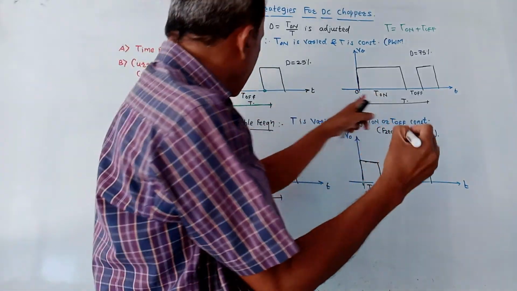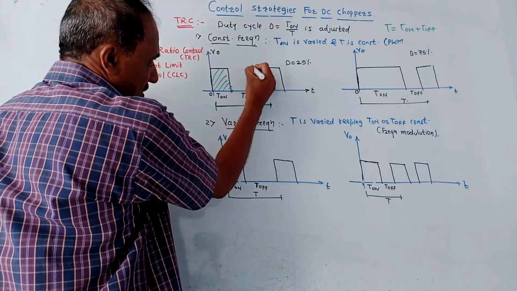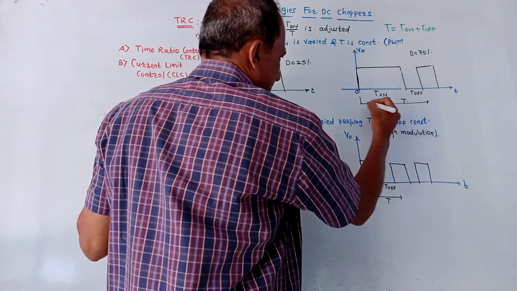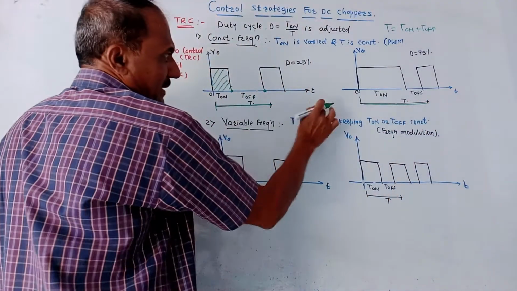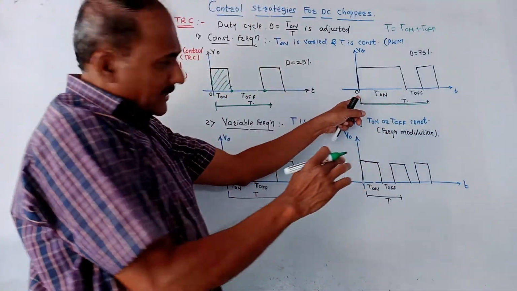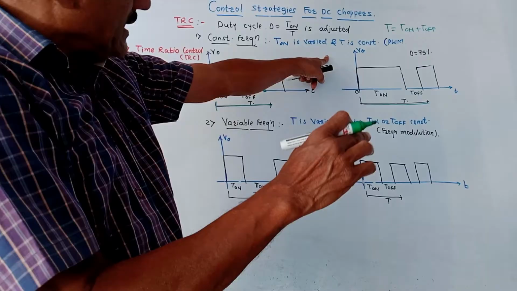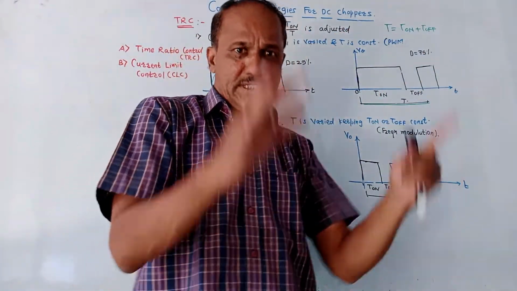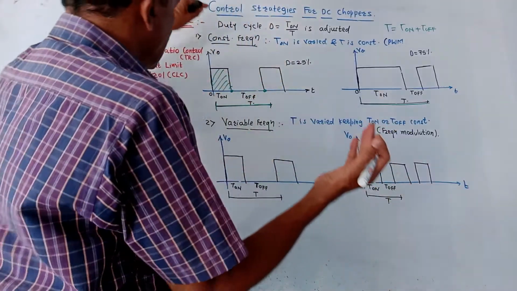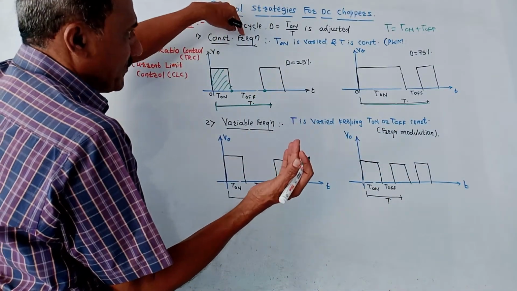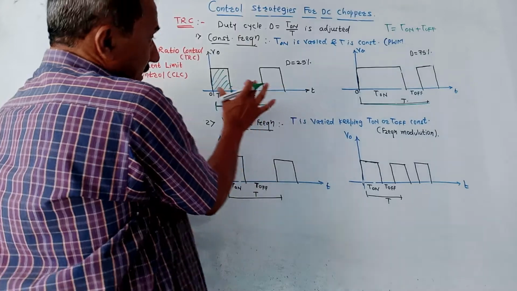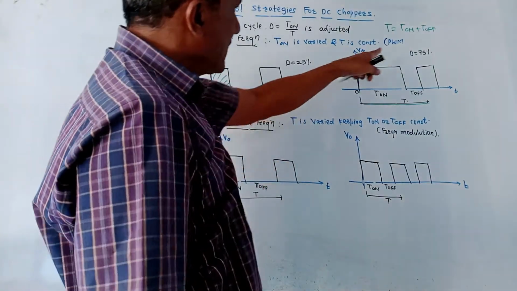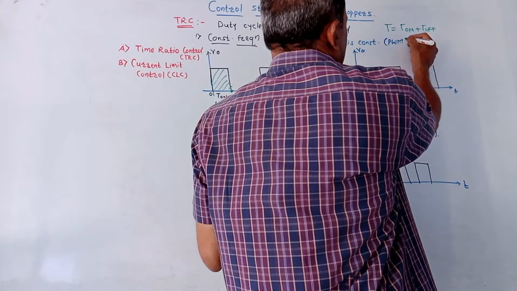Look at the second diagram. In this case, T on is changed. T on is varied. It is increased up to this point, but this T is kept constant like the previous case. T is the total time period, the chopping time period, and it is the reciprocal of frequency. Since T is constant, frequency is constant, so it is called constant frequency. And in this case, the width of the on pulse is varied, so this is also called the PWM technique.